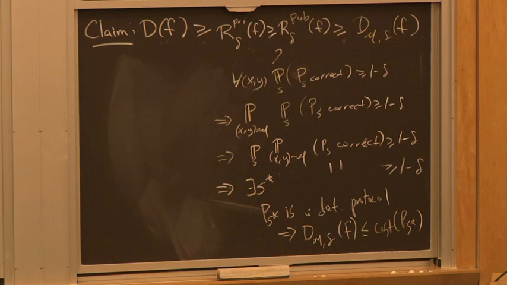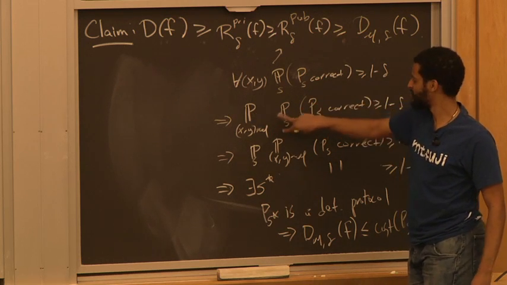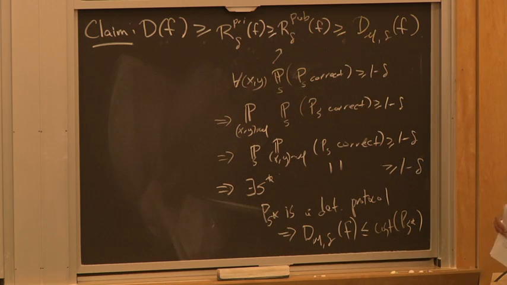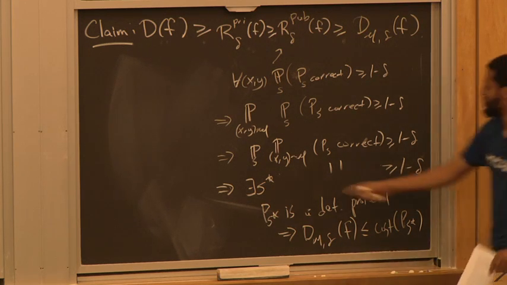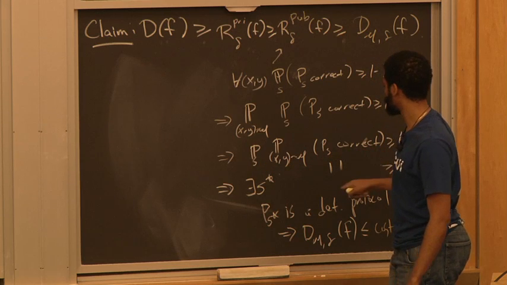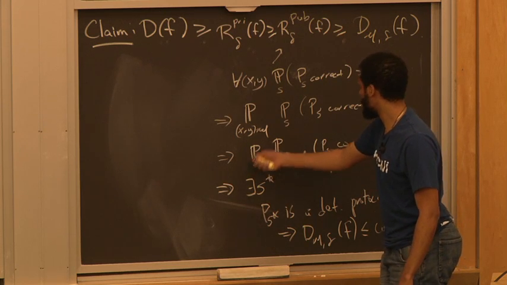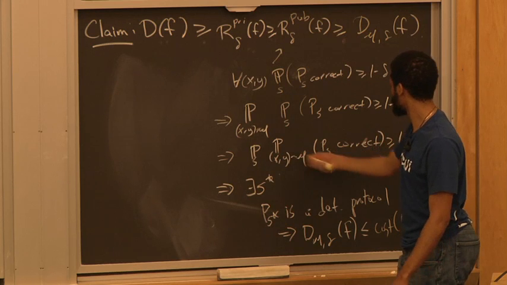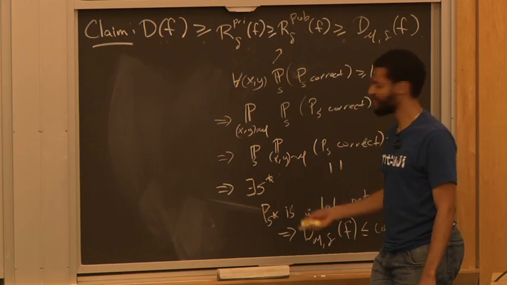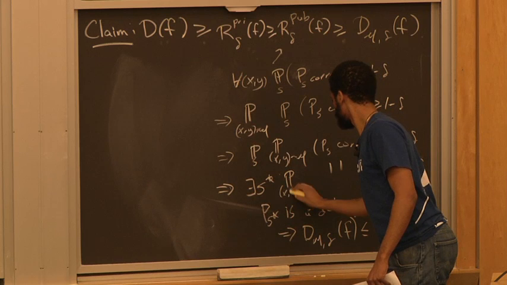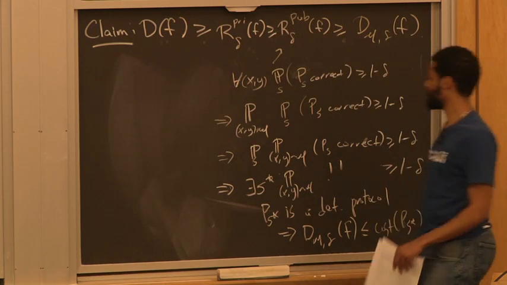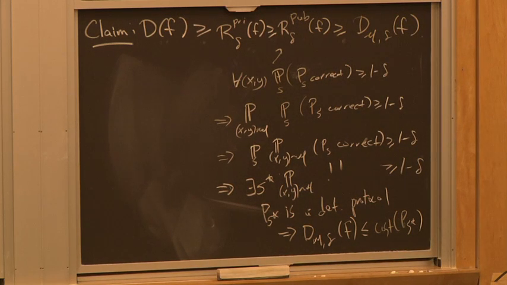Does that make sense? I just switched the order of these. So if the probability over S of this thing being large, if a random S has this probability being large, that means there exists an S where this thing is large.